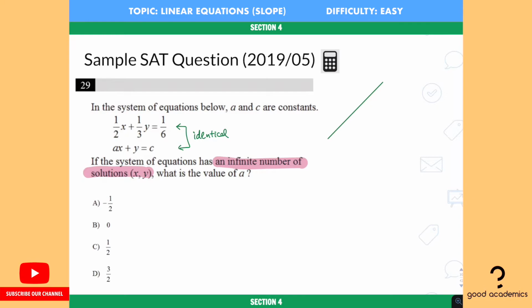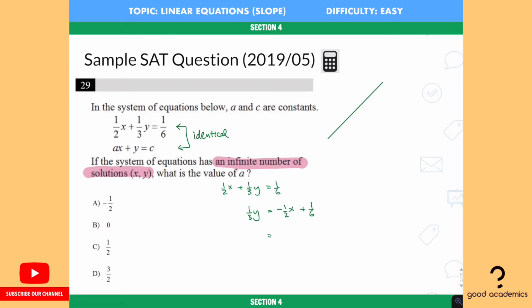To do that, let's change these two into the slope-intercept form, so that you can have a really good view of how the letters and numbers match up. Let's look at the first one: 1/2 x plus 1/3 y is equal to 1/6. I want to get y by itself, so let's move the 1/2 x to the other side. It becomes negative 1/2 x plus 1/6 equals 1/3 y.